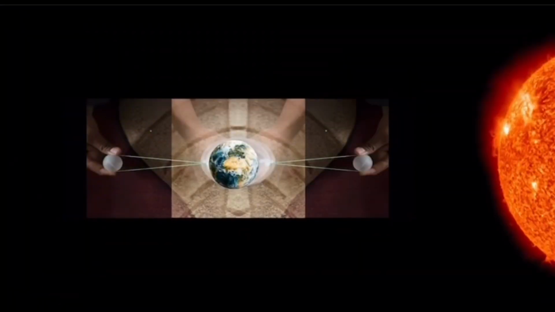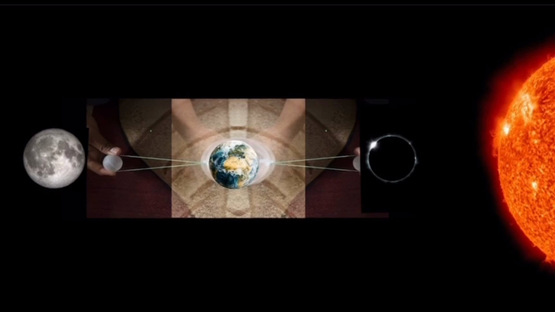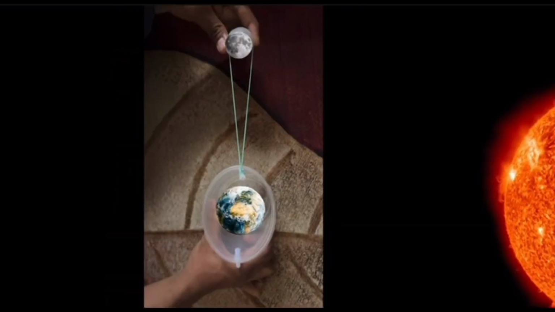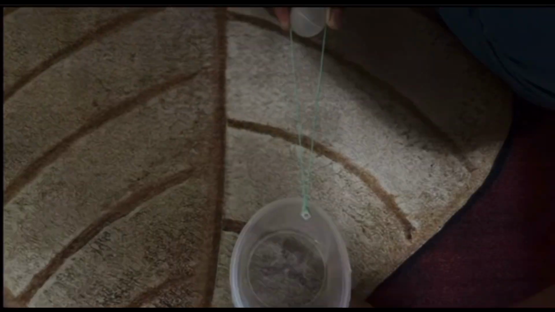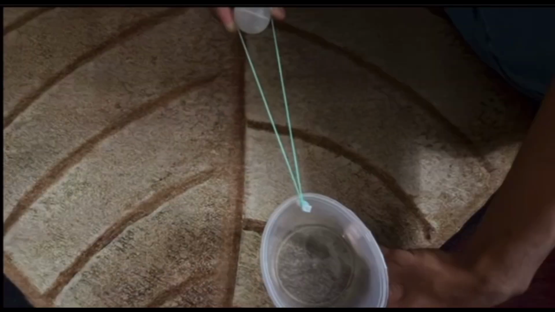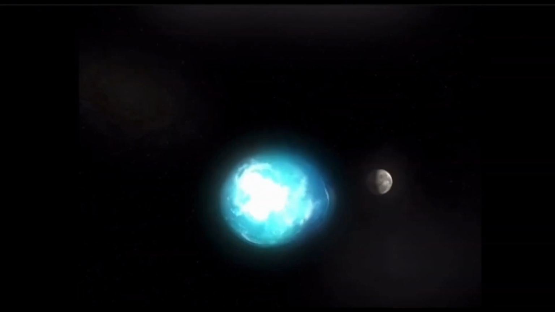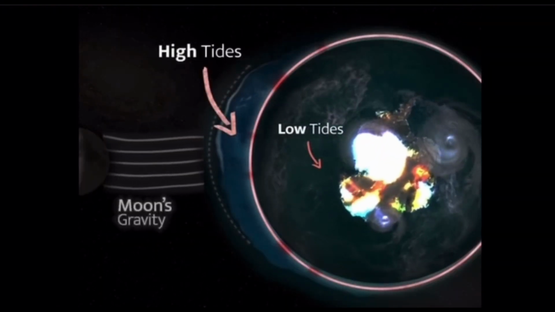When the Sun and Moon align during full and new moons, their gravitational forces combine. This causes higher than normal tides, known as spring tides. Conversely, when the Sun and Moon are at right angles relative to Earth, they partially cancel each other's effects. This results in the neap tides, which are lower than average. So in summary, tides are a dynamic result of the gravitational interaction between Earth, the Moon, and the Sun. Understanding this natural cycle helps explain one of the most powerful and predictable movements of our oceans.